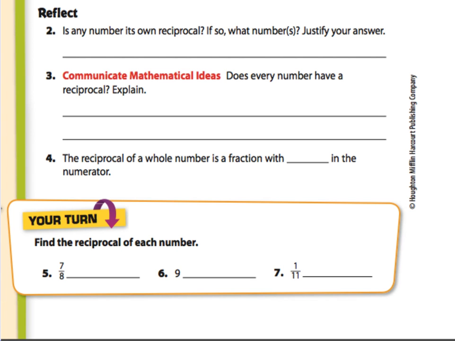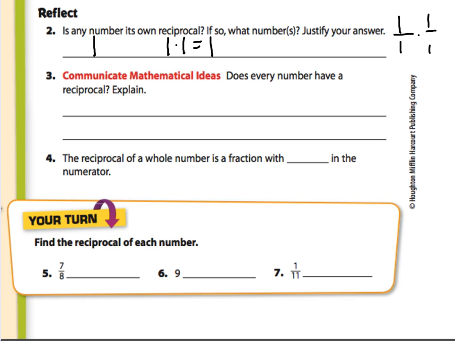Okay, so is any number its own reciprocal? And if so, what number or numbers? Well, when we're looking at this, the only number that can be its own reciprocal, the only number that when you multiply it by itself gives you 1, is 1. Because 1 times 1 is 1, and no matter which way you flip it, if it was 1 over 1, it's its own reciprocal, okay? That's the only number that's going to work for, though.